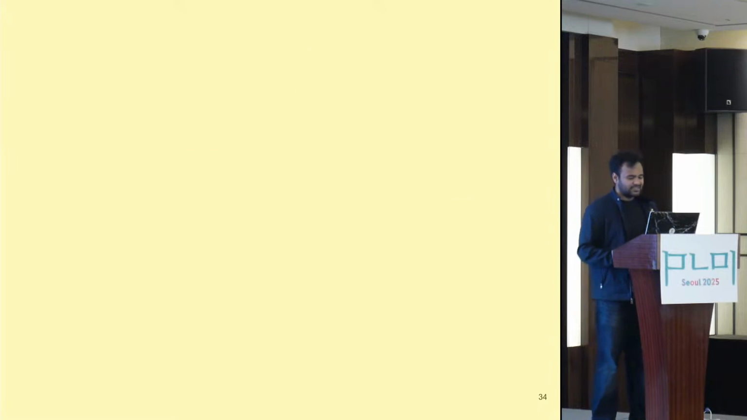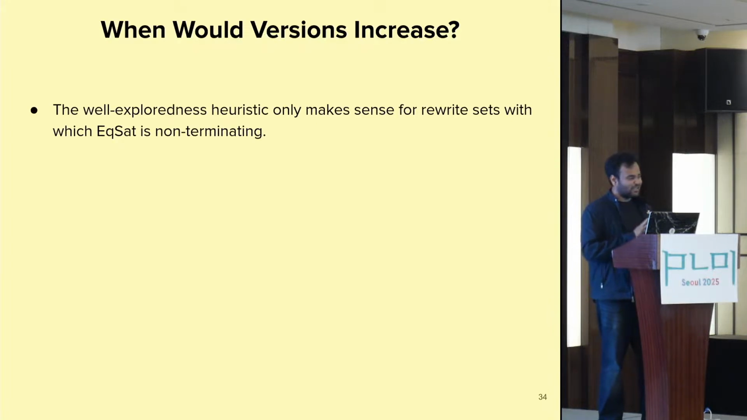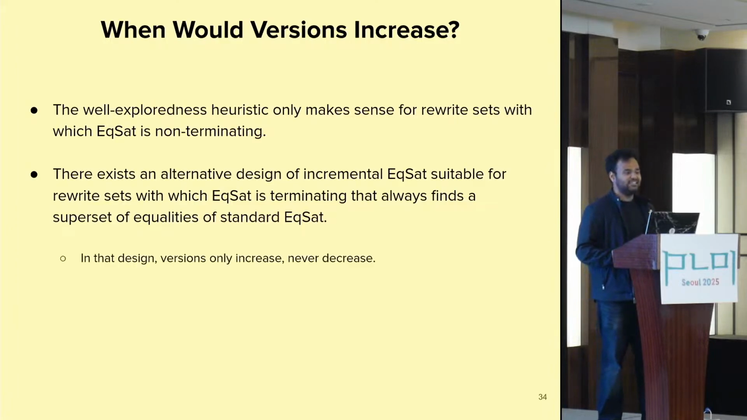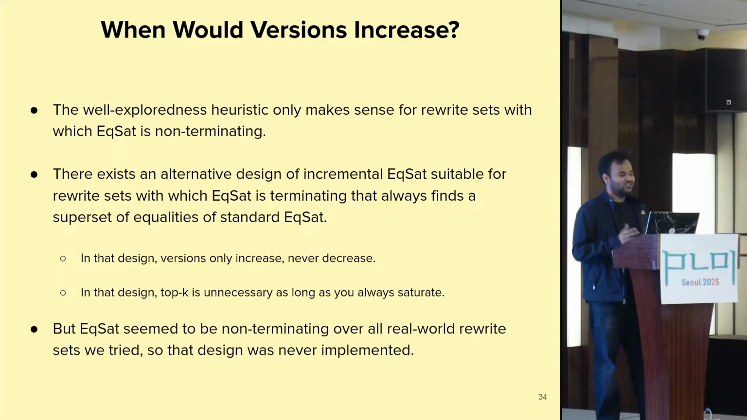I want to stress that the design decisions we've made for incremental EGSAT, the well-exploredness heuristic, the rule for decrementing versions, only make sense when EGSAT is non-terminating. There exists an alternative design of incremental EGSAT that is suitable when EGSAT is terminating, that enjoys the property of always finding a superset of equalities of standard EGSAT. And in that design, versions would only increase, never decrease. And in that design, top k would be unnecessary as long as you always ran to saturation. However, we just couldn't find any rewrite sets for which EGSAT was terminating, and so this design was never implemented.